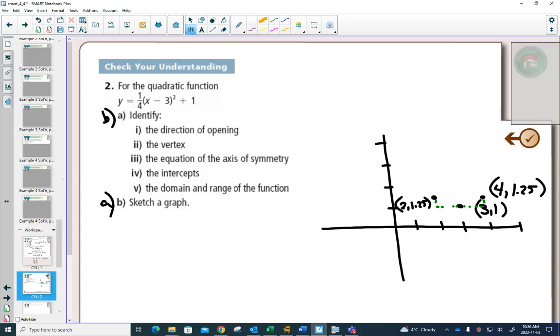Then my next point, I'm going to go over 1 up 3/4, over 1 up 3/4. I guess I didn't strategically do this with how I labeled my points. But if I went up 3/4, are you okay that 3/4 is 0.75? This point here is going to be 1, 2, and this point will be at 5, 2. And now we can draw our parabola U shape going through that.